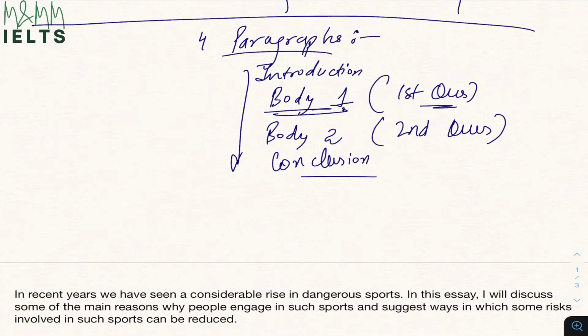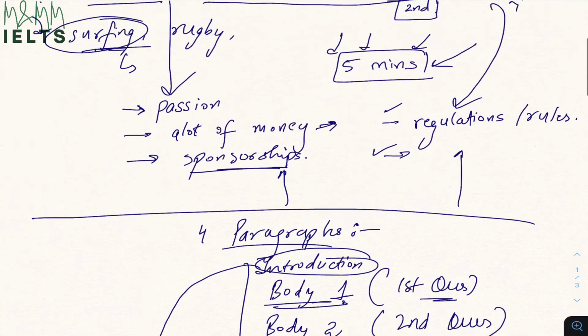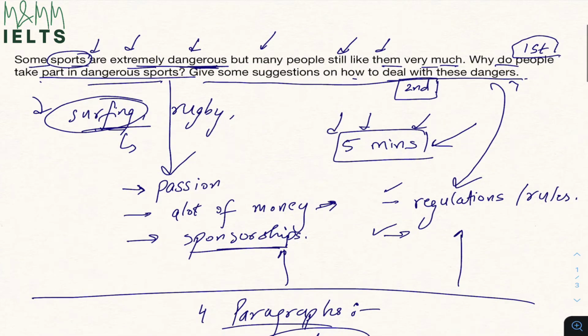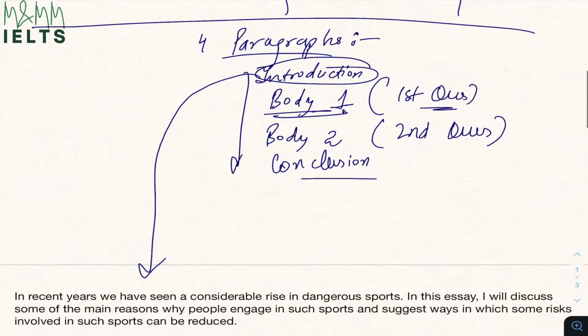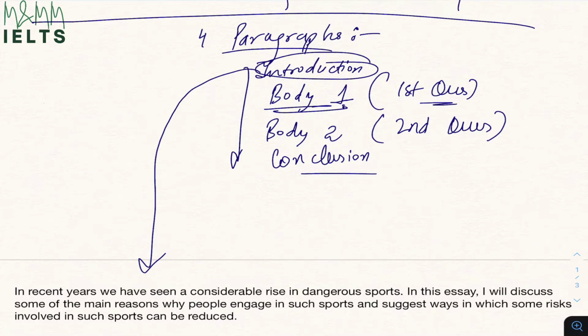Now, what I've written over here is, which I said as introduction. So I basically take my first sentence of the question, which is, some sports are extremely dangerous, but many people still like them very much. So this is what I've written. In recent years, we have seen a considerable rise in dangerous sports, even though we haven't, but I just put that because it just sounded good.